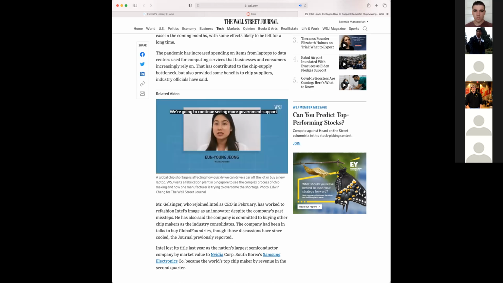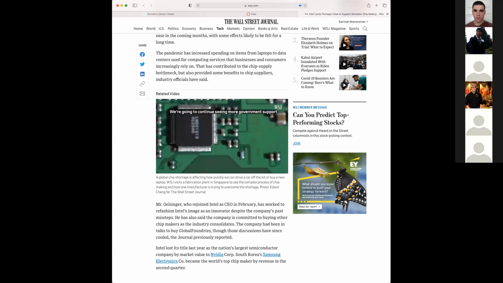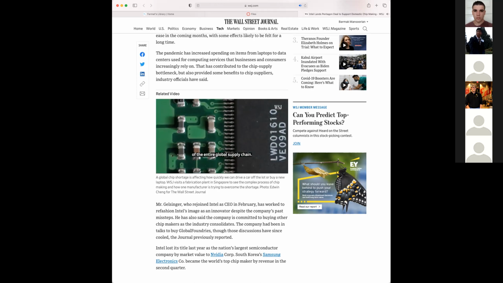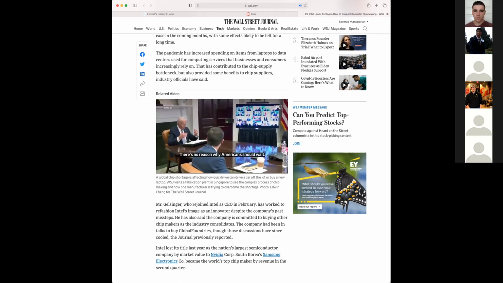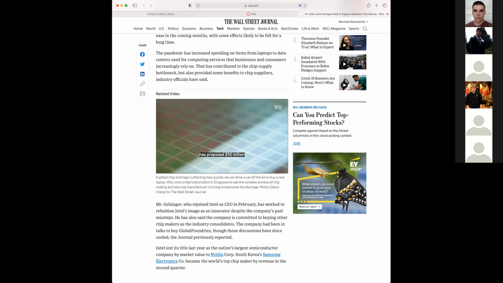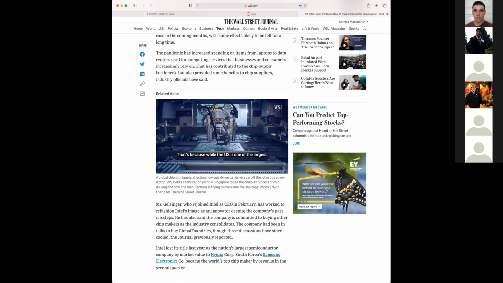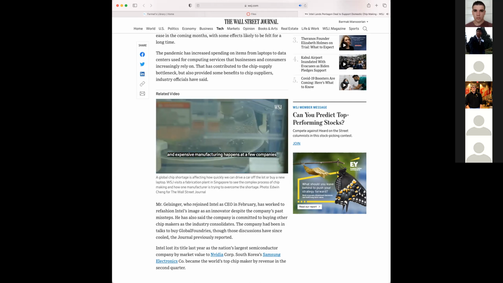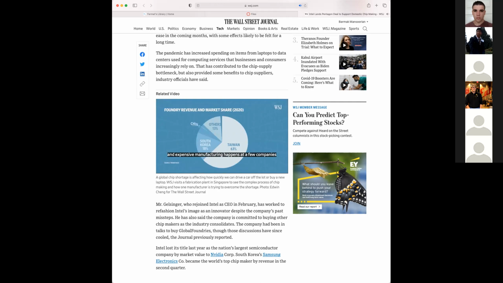We're going to continue seeing more government support because it is becoming such an important part of the entire global supply chain. There's no reason why America should wait. We're investing aggressively in areas like semiconductors and batteries. The Biden administration has proposed $50 billion to boost America's chip production. That's because while the US is one of the largest semiconductor markets, the majority of the complex and expensive manufacturing happens at a few companies based in China and East Asia.